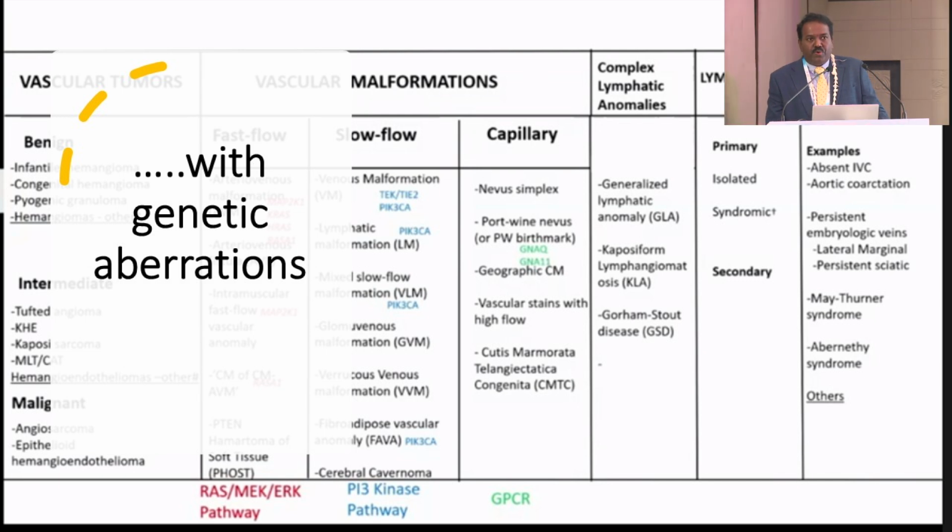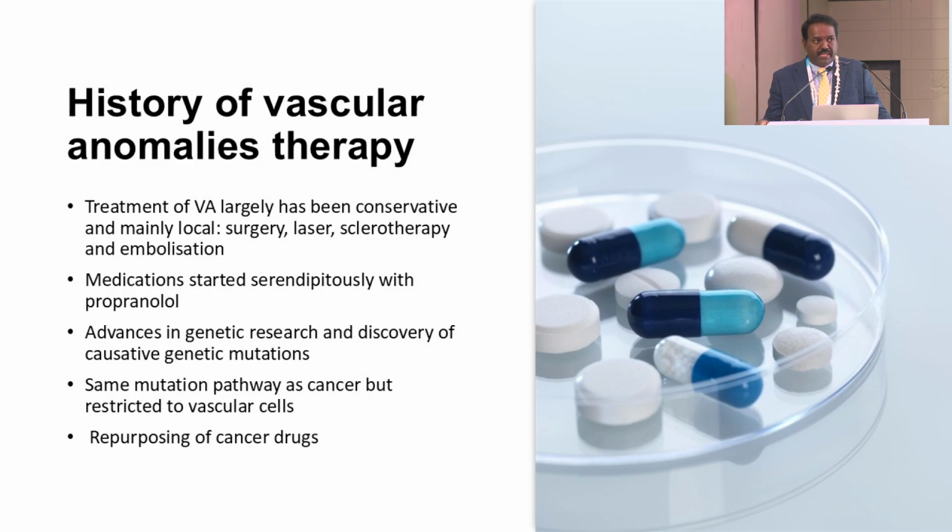It's important because now we have started to recognize some of these are associated with some genetic aberrations. Not all of them, but we have started to recognize them with some genetic abnormalities. So potentially, we can attack them with medications. Largely, the treatment in the past, or even now, has been surgery. Now we give laser, sclerotherapy, and embolization. Radiologists, we do embolizations and sclerotherapy. Interestingly, the medical treatment started serendipitously. I'm not going to go through the details because I think there's another speaker who will be talking on this.